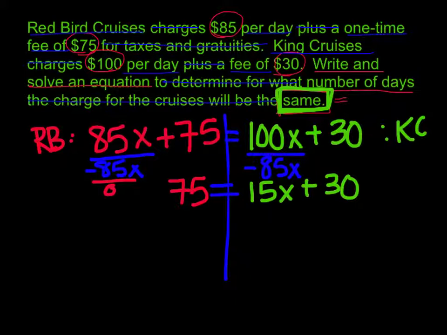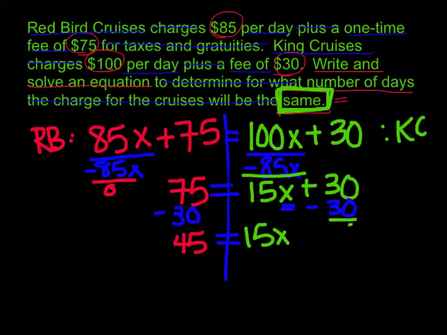So now 75 equals 15x plus 30. Now we need to combine our whole numbers that don't have variables attached to them. We want x all by itself, so we do the inverse operation of adding 30, which is subtracting 30. So we say minus 30 on both sides. 75 minus 30 gives me 45, equal to 15x. And 30 minus 30 equals 0. So 15x is equal to 45.